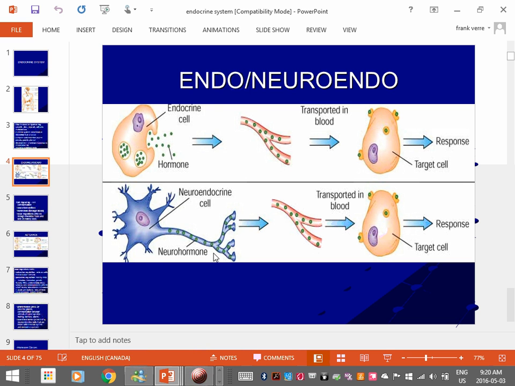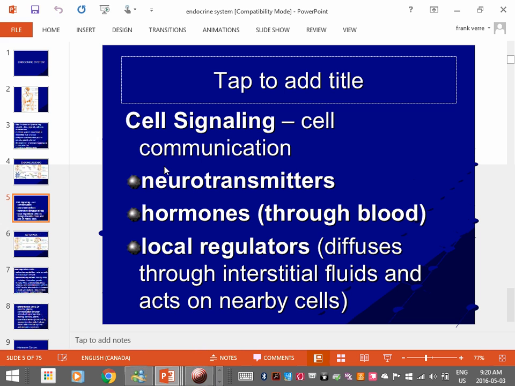So what would be an example of a neurohormone that you saw yesterday? A hormone that comes from the brain that targets the kidneys. ADH would be an example of a neurohormone. Whereas insulin would be a hormone because insulin does not come from the nervous system. It comes from the pancreas.